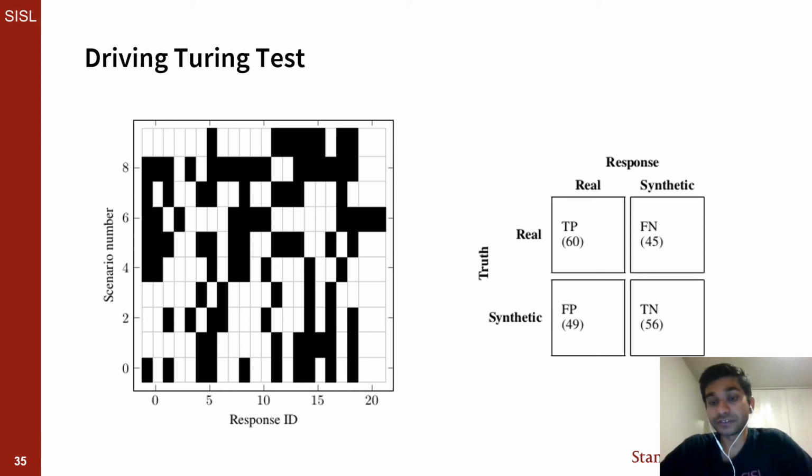The picture on the right shows the corresponding confusion matrix, where we see that there are a significant number of false negatives and false positives. The accuracy obtained here is 55%, which makes us very happy because it says that we are able to fool human participants into thinking that synthetic videos created using our driver models are classified by them as being real driving demonstrations.